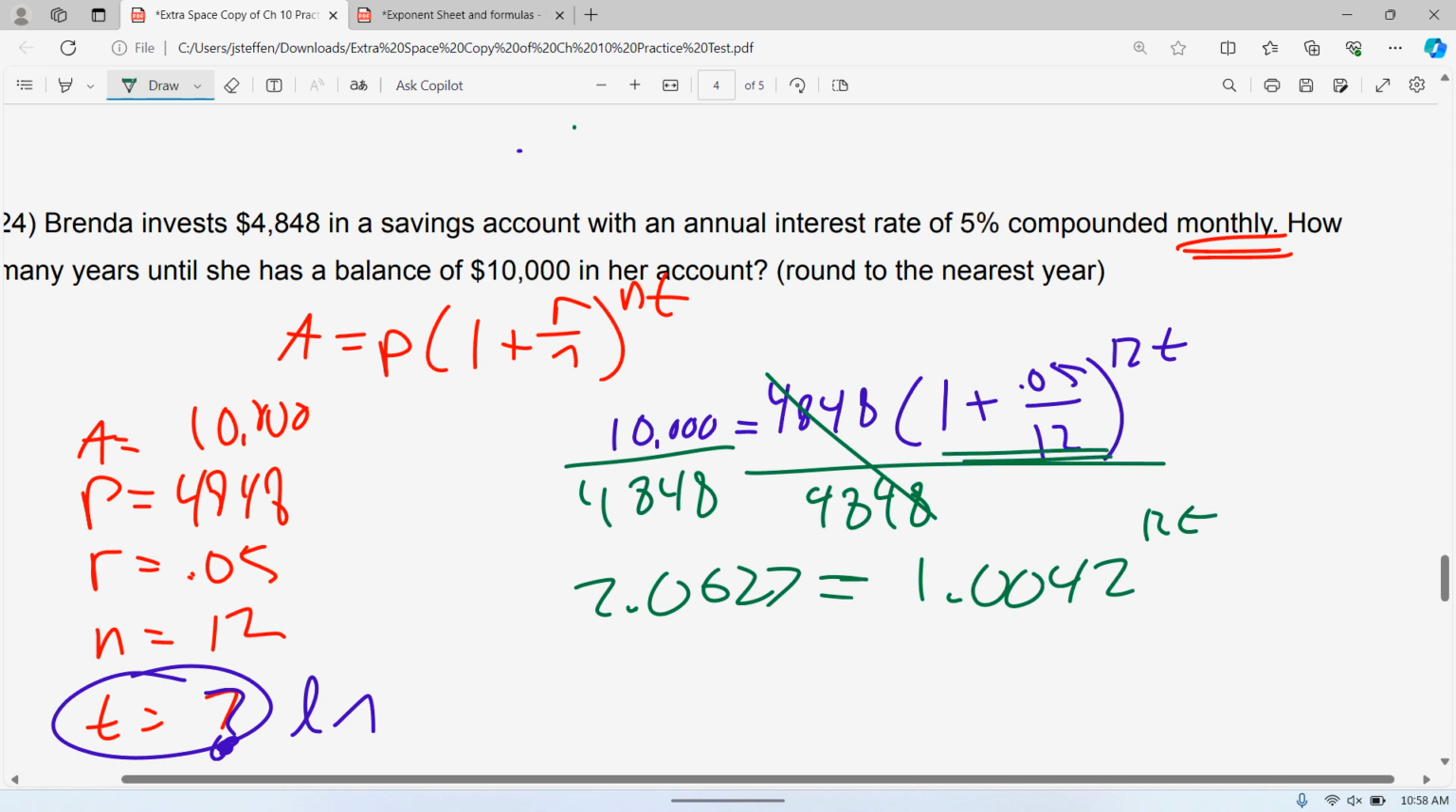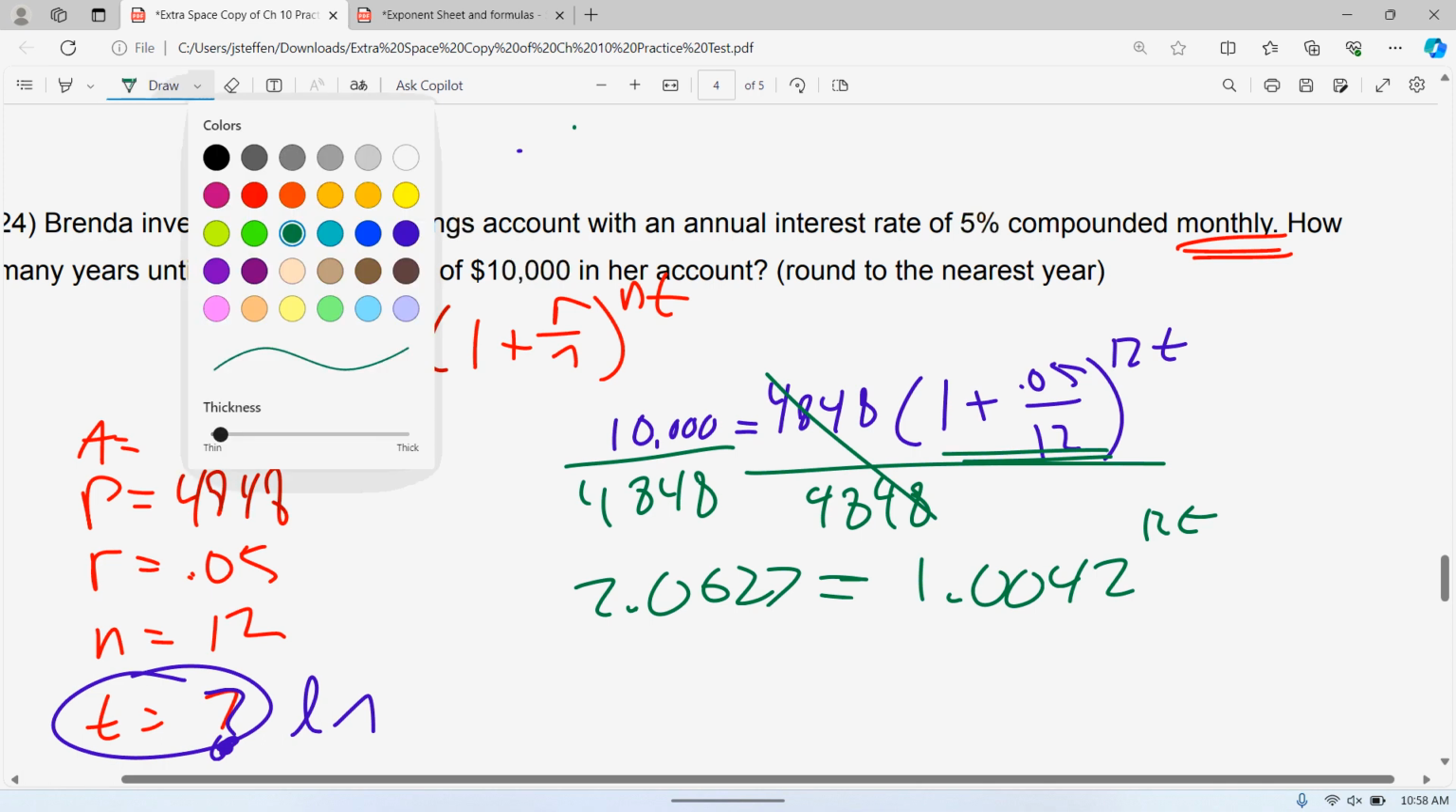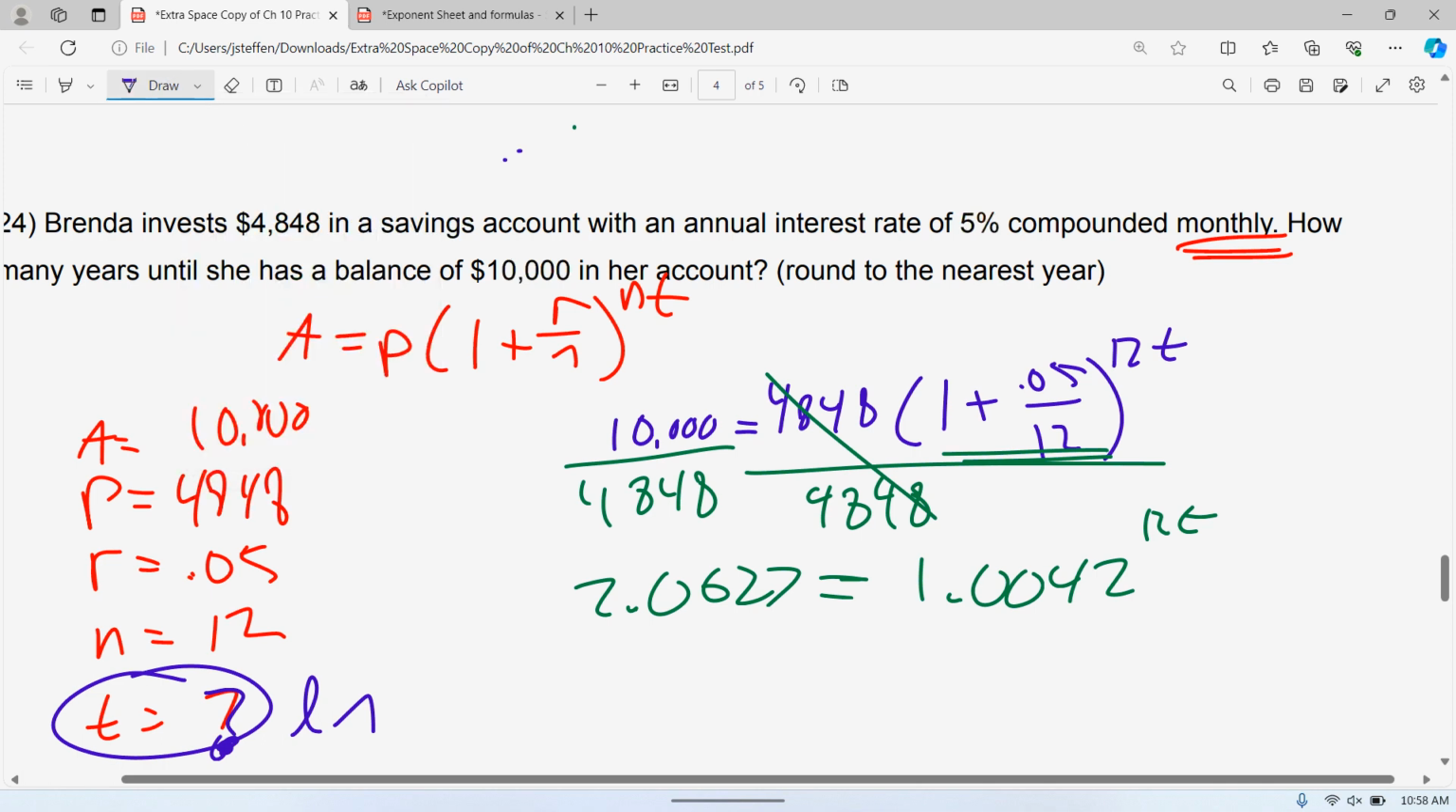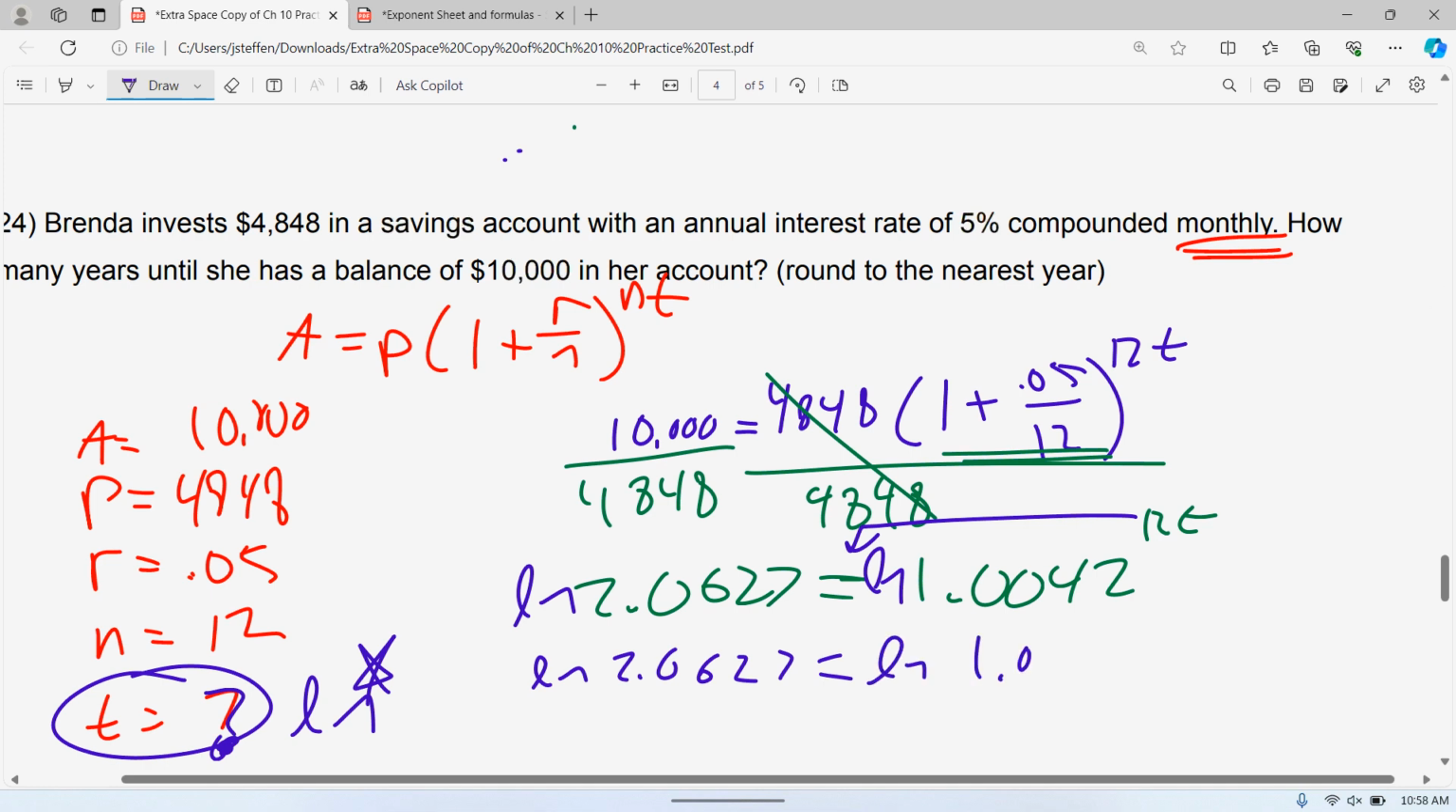Like we said earlier, since we're looking for t, this is where you need to take the natural log. We don't have anything else we can really do to simplify that out. So the natural log of both sides, that 12t goes in front. The natural log of 1.0042. Oh, forgot about the 12t. Okay, sorry, the 12t moves in front: 12 times t times the natural log of 1.0042.